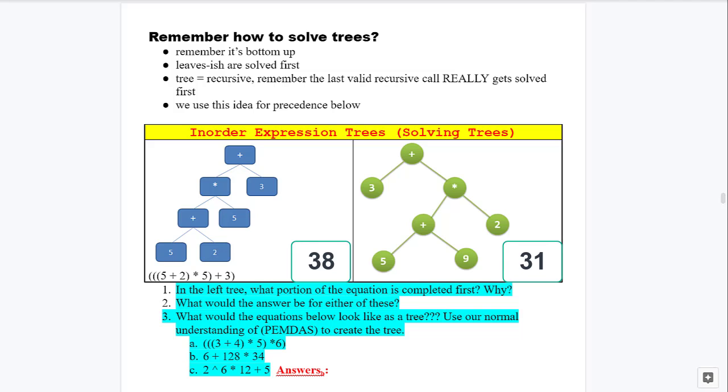So what spot can I really actually complete in this tree? It's a 5 plus 9, which is 14. Then I can do the times 2, which is 14 times 2 is 28. And then plus 3 is 31. So notice how the tree really, by default, tells us how to solve it, because otherwise we can't solve anything. We can only solve the very bottom of the tree and then work our way up as we start getting more and more solutions from the bottom up. And then number 3, we'll go over here in a sec.